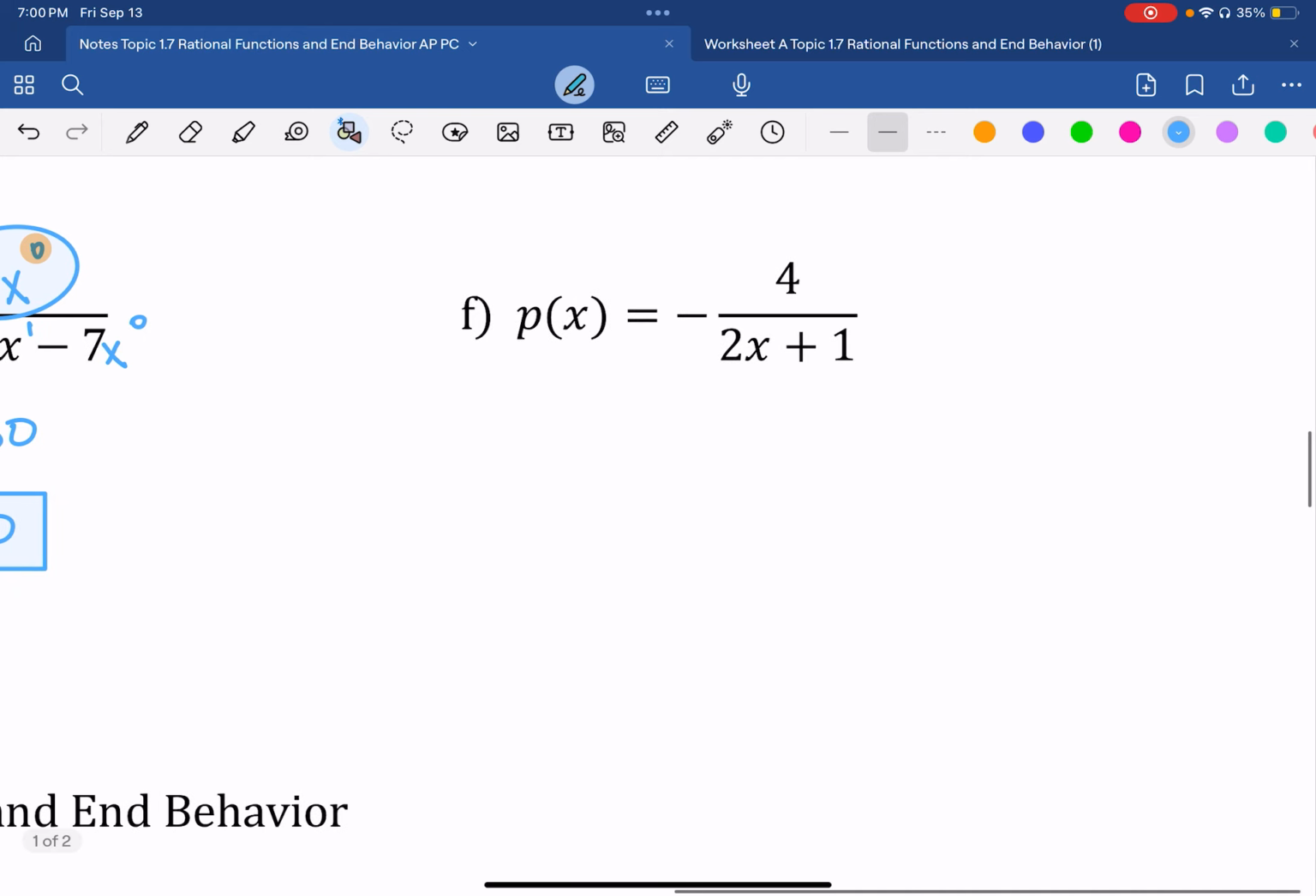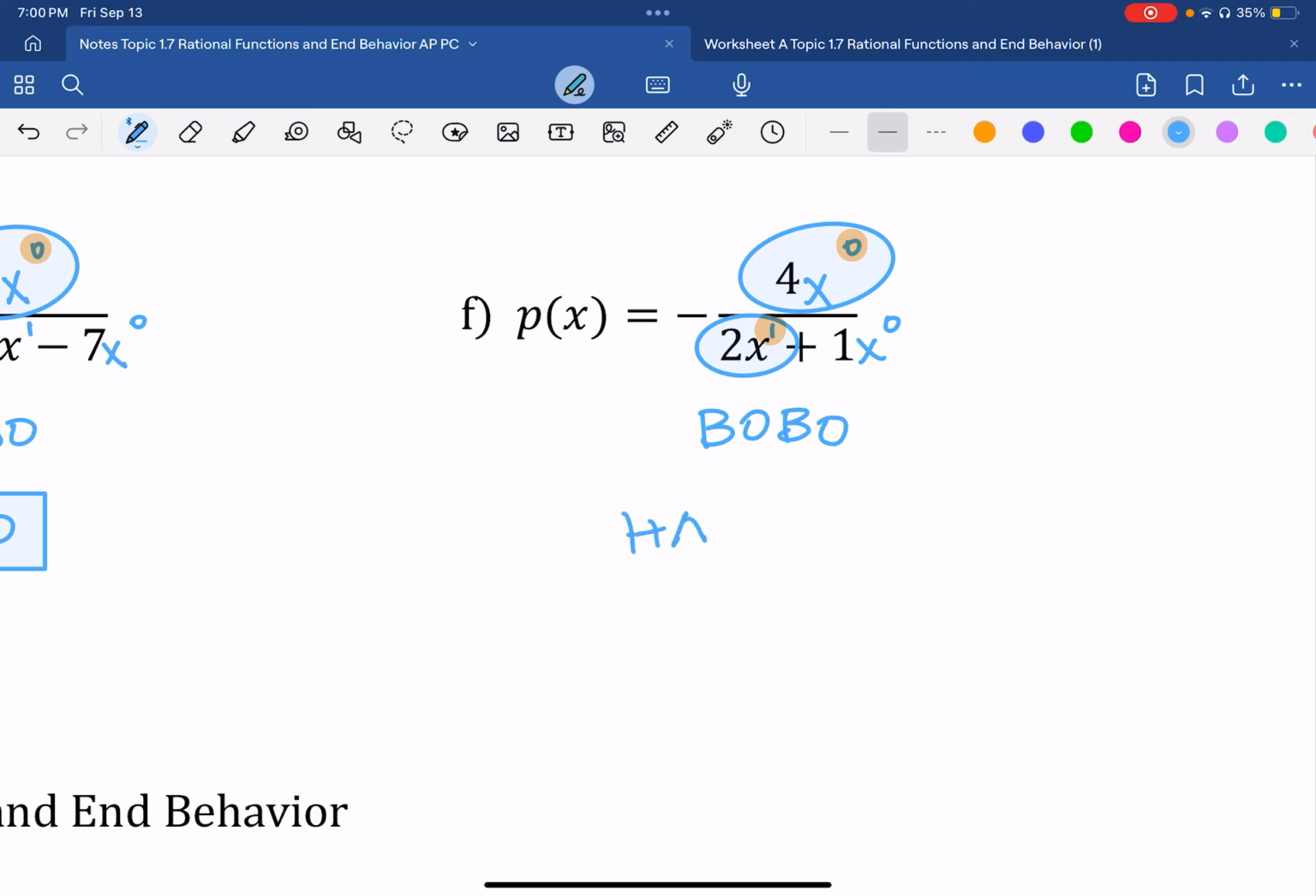Okay. For letter F, we have negative 4 times x to the power of 0 divided by 2x to the power of 1 plus x to the power of 0. My leading term would be this one in the numerator, this one in the denominator. Degree of 0 at the top, degree of 1 at the bottom. It's bigger on the bottom, so it's BOBO. The horizontal asymptote is at y equals 0.